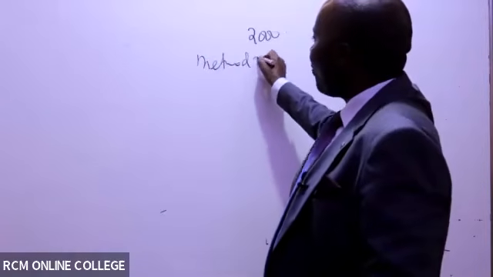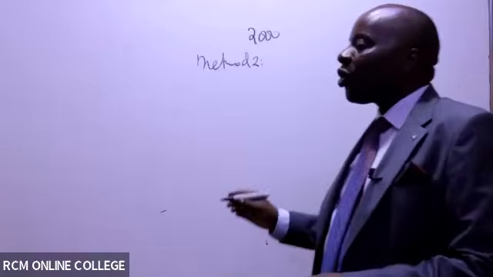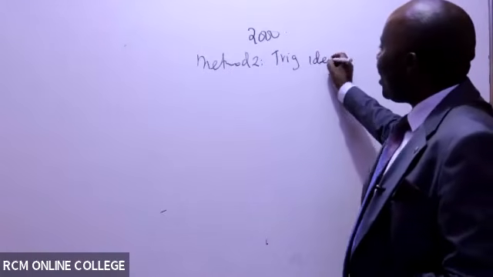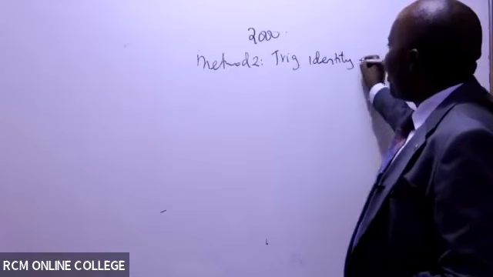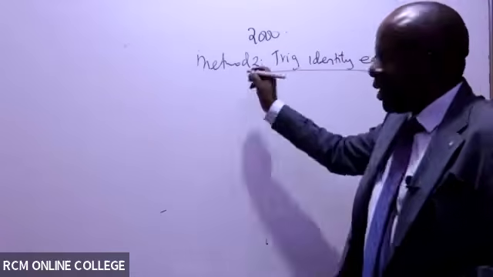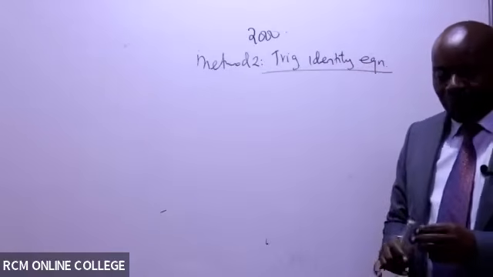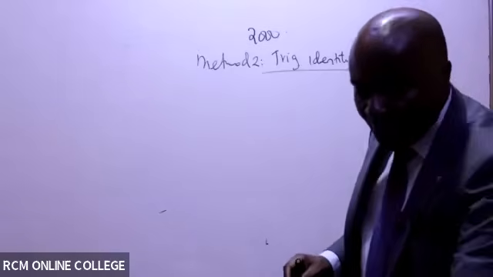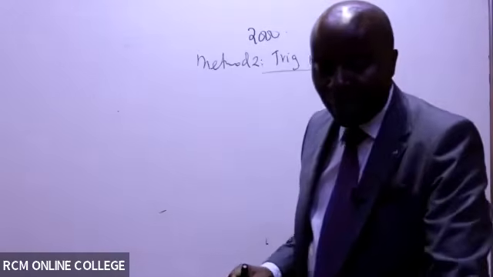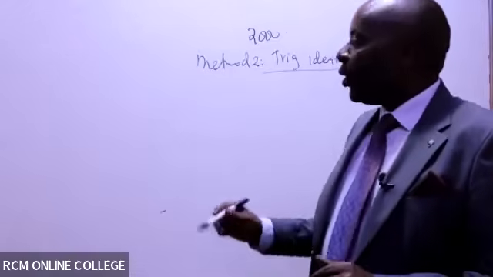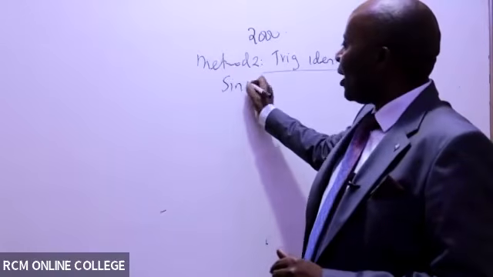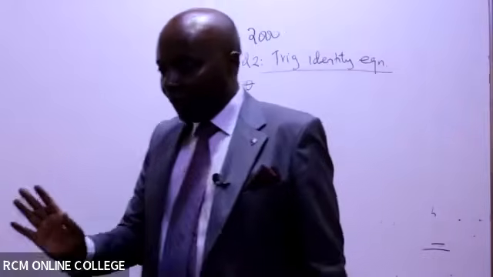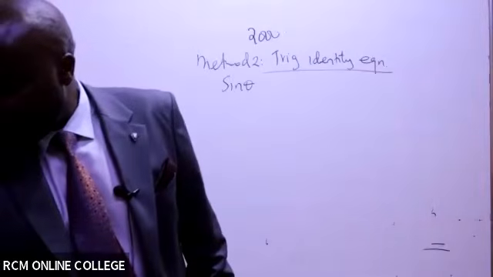Method 2. So method 2, we shall use what we call the trig identity equation. And this trig identity equation, ladies and gentlemen, remember very well. We know that sine theta, if you remember very well, I don't know whether they have been able to write up to here. Let me first of all give them a chance. I don't want to rush them very fast.